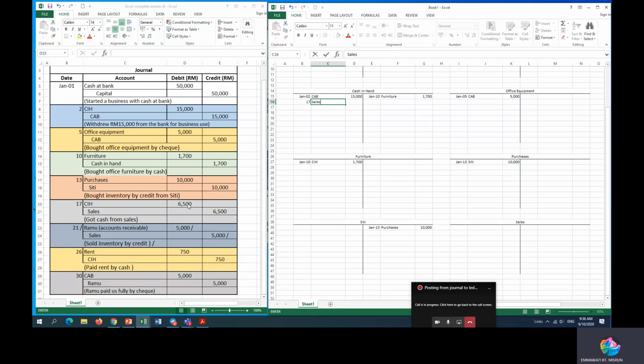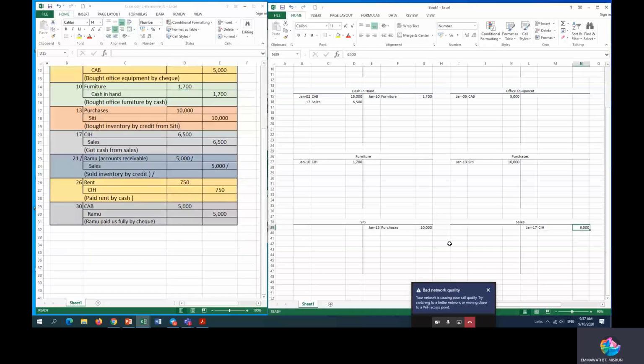Okay, don't forget your credit entry. So we have cash in hand debit, so we should also have sales credit. So it happened on the same date. Write down the amount for sales as credit, 6,500. Next is on January 21st. So we have one new account for Ramu. So let's have Ramu here.